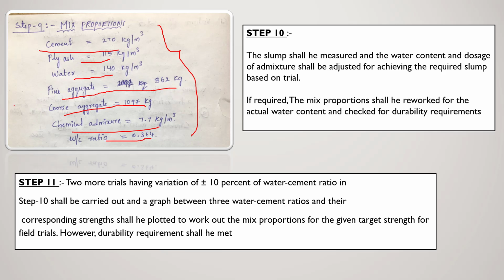Okay, in step 11, a variation of plus or minus 10 percent of water cement ratio in step 10 shall be carried out, and a graph between water cement ratios and their corresponding strength shall be plotted to work out mix proportions for the given target strength for field trials. However, durability requirement shall be met, meaning we have to change plus or minus 10% of water cement ratio, and then find the mix proportions. From these mix proportions we have to come to the conclusion which is economical and which is durable.